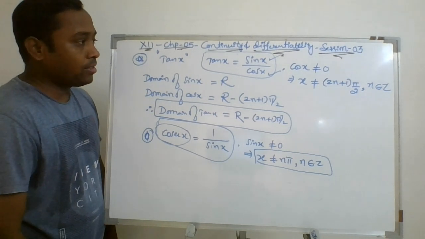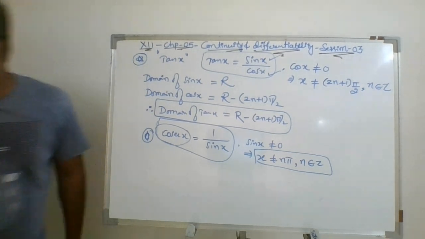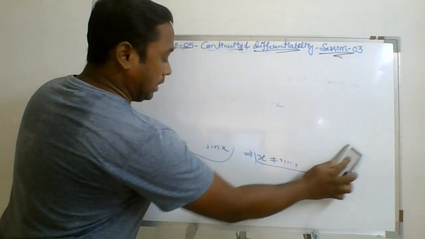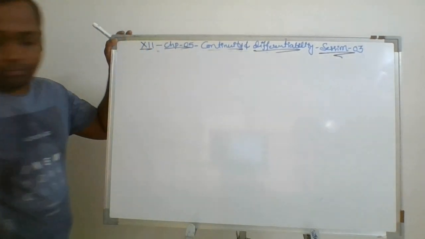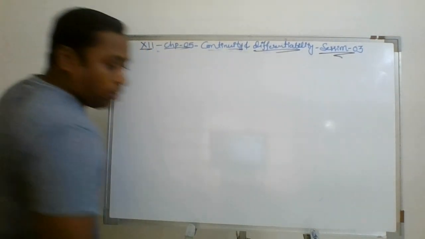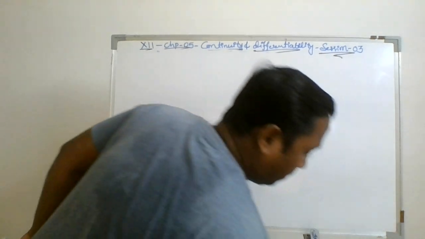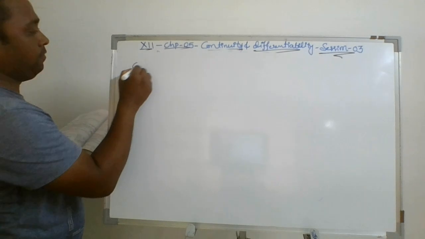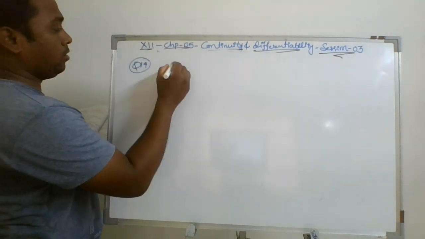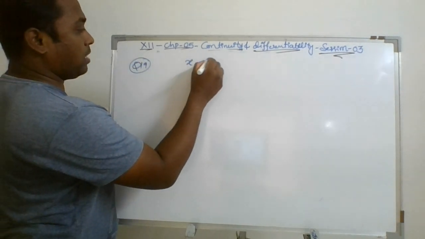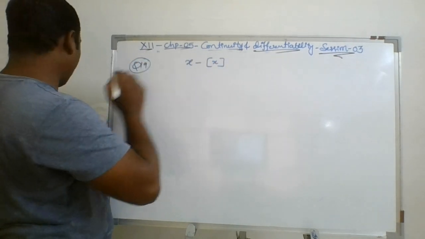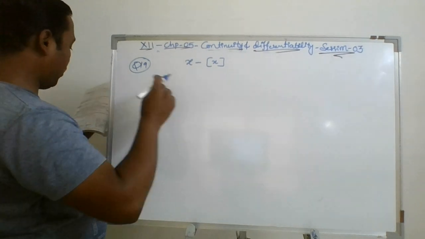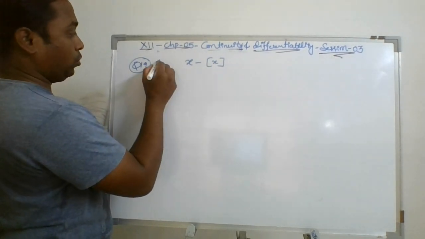Fine. Now let's take the last sum under this concept. So I'm taking the combination here. Question number 19 from the textbook itself. The function is defined as x minus greatest integer x. Show that this function is discontinuous.